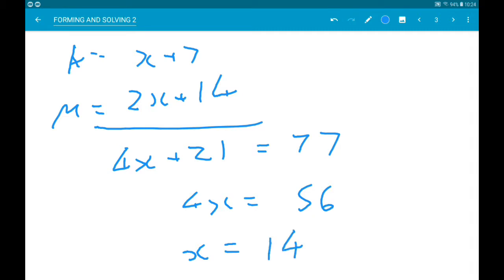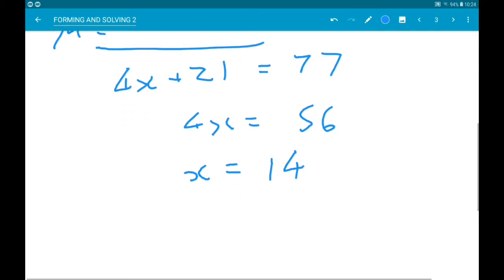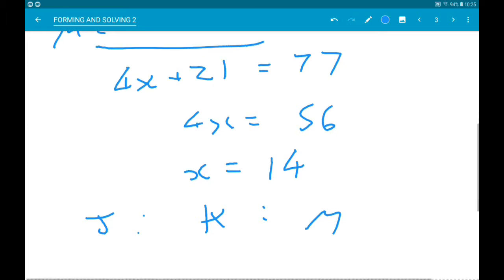So, now that we know that, we can work out their actual ages. So, J is 14. And we'll put it in the ratio while we're at it. So, J is 14.